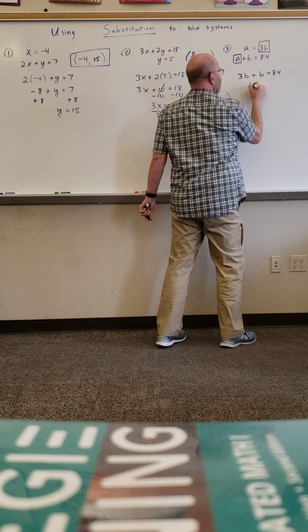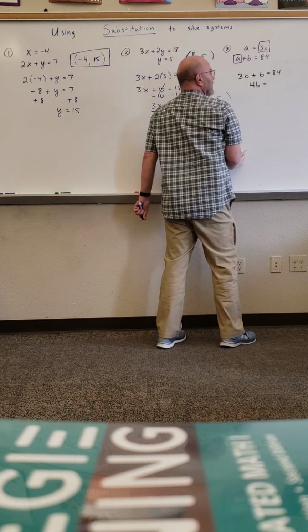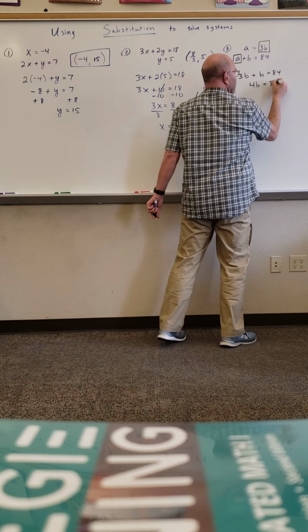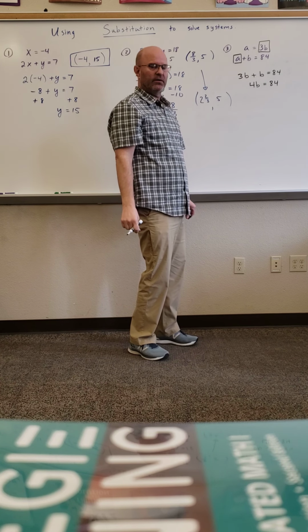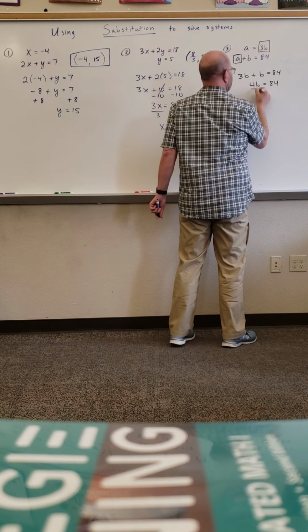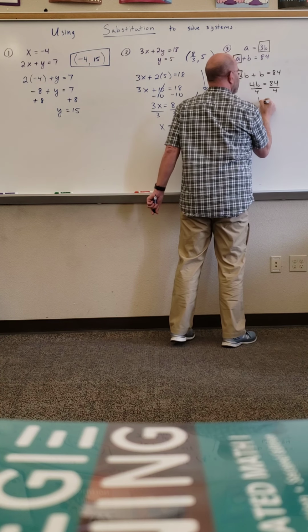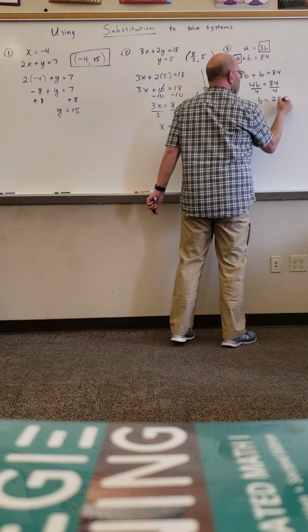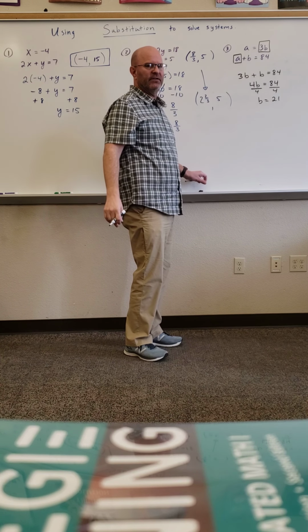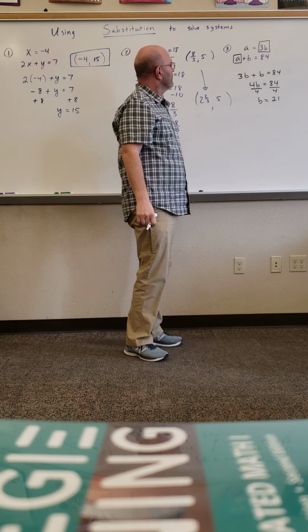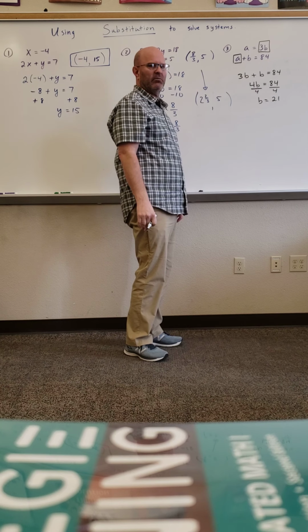Okay, the numbers are a little bit bigger here, but solving it should be easy. 3b plus b is 4b. And so now I know 4b is equal to 84, so I can see that our b value is going to spill out pretty quickly here, right? Divide both sides by 4. I'm getting a b value of 21. 4 goes into 84 21 times. Okay, so are we done with this problem?